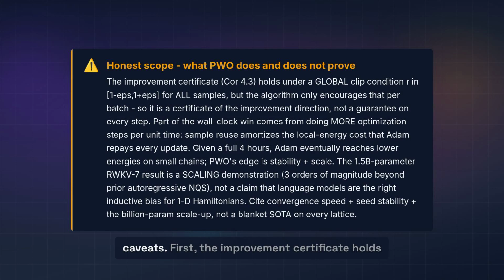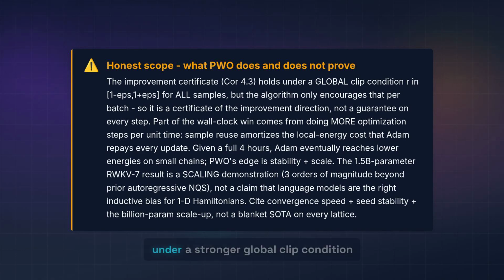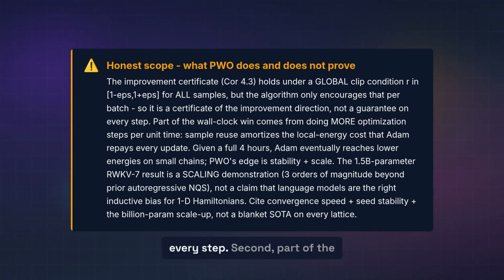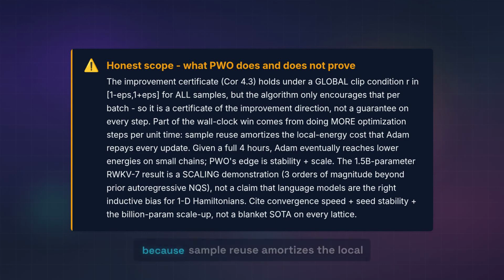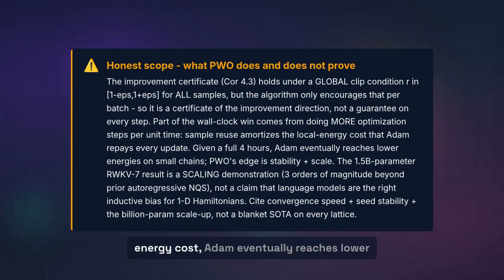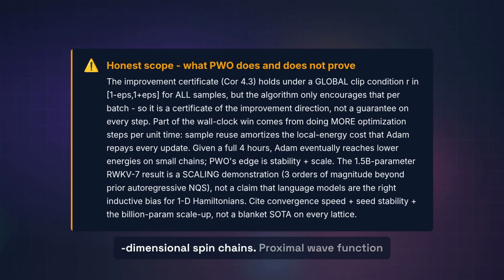Three honest caveats. First, the improvement certificate holds under a stronger global clip condition than the per-batch algorithm actually enforces, so it is a certificate of direction, not a guarantee on every step. Second, part of the wall clock win comes from doing more optimization steps per unit time. Because sample reuse amortizes the local energy cost, Adam eventually reaches lower energies given a full 4 hours. Third, the 1.5 billion parameter RWKV7 result is a scaling demonstration, not a claim that language models are the right tool for one-dimensional spin chains.